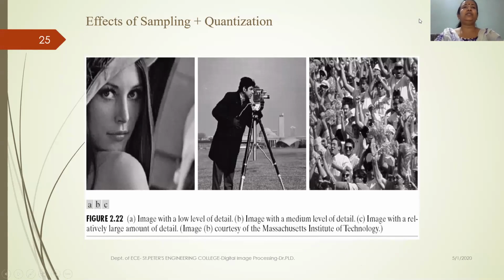This is a low level detailed image, this one is a medium level detailed image, and this one is a high level or large amount of detailed image. Based on the content that appears in these images, I have named them low level, medium level and high level. In these three images, you can observe how sampling and quantization take place. More information is available in the third, the second has medium information, and the first has very little information.